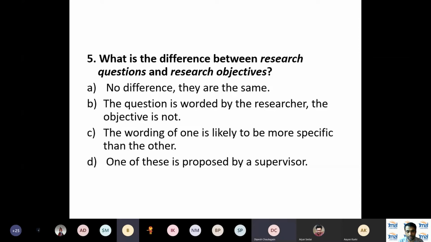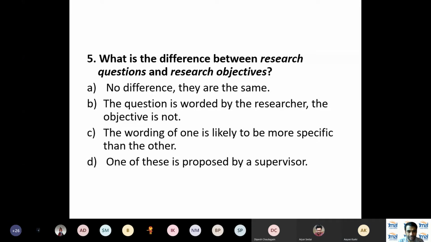Sir, I think it is C. So C. If it was A, then there is no need to write the research question and research objective. Okay. Other? C, sir. Okay. Other? B. C. B. B, sir. B. The question is ordered by the researcher, the objective is not.